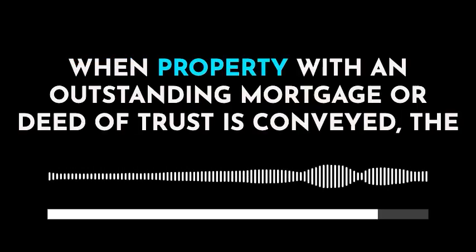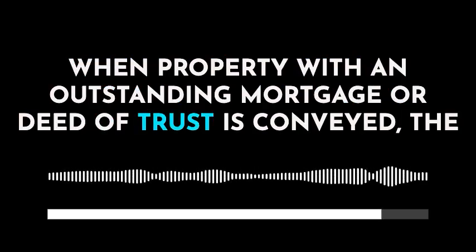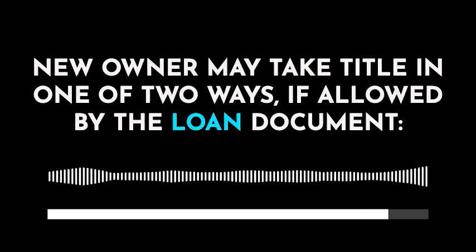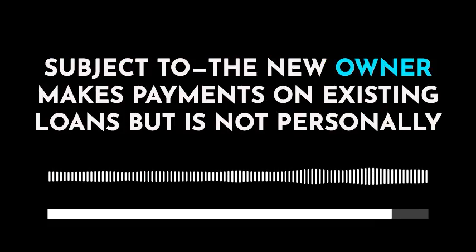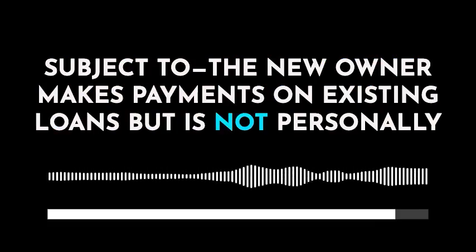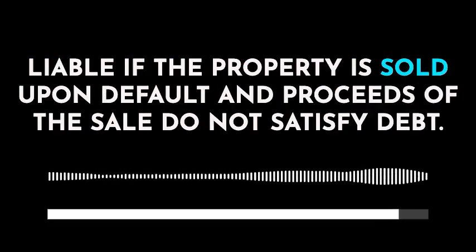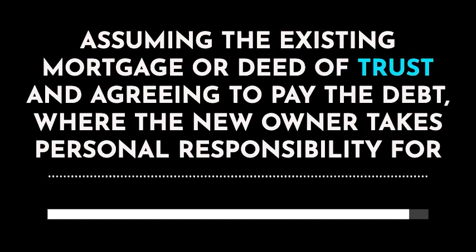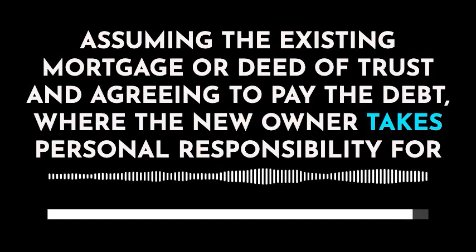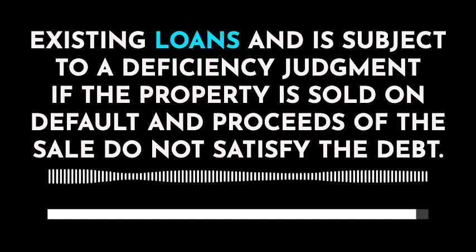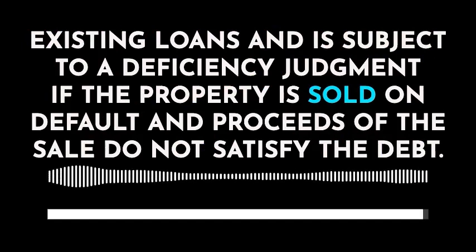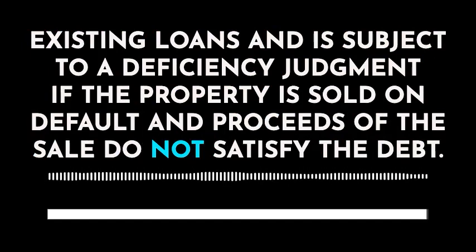buy down. When property with an outstanding mortgage or deed of trust is conveyed, the new owner may take title in one of two ways, if allowed by the loan document. Subject to: the new owner makes payments on existing loans but is not personally liable if the property is sold upon default and proceeds of the sale do not satisfy the debt. Assuming the existing mortgage or deed of trust and agreeing to pay the debt: the new owner takes personal responsibility for existing loans and is subject to a deficiency judgment if the property is sold on default and proceeds of the sale do not satisfy the debt.